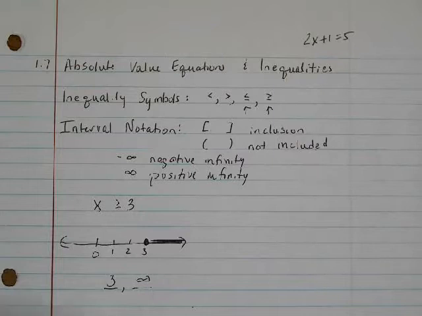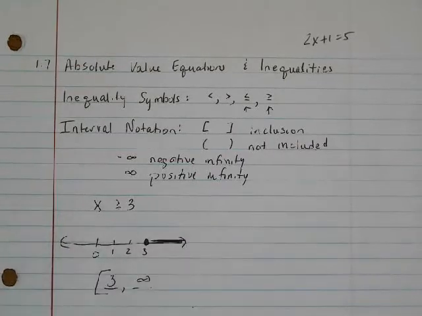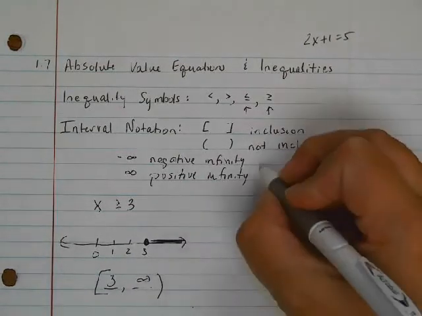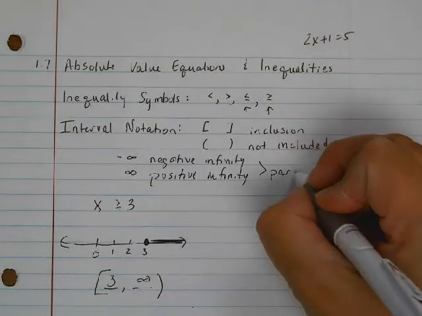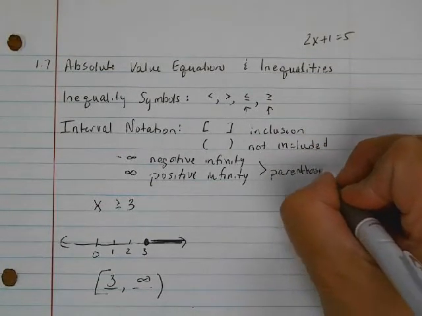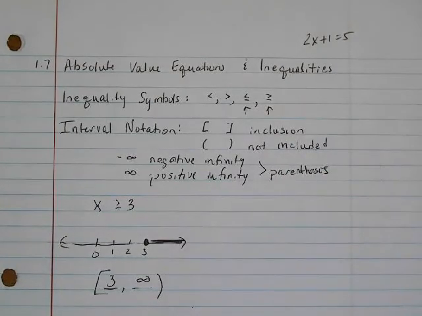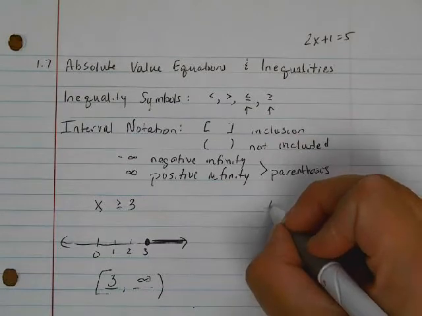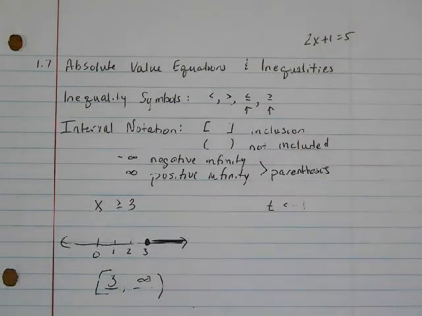Now, because 3 works, I'm going to put a bracket. And then we really can't do inclusive on infinity, so anytime you have infinities, you will use parentheses. I think this is how you spell it. Parentheses.